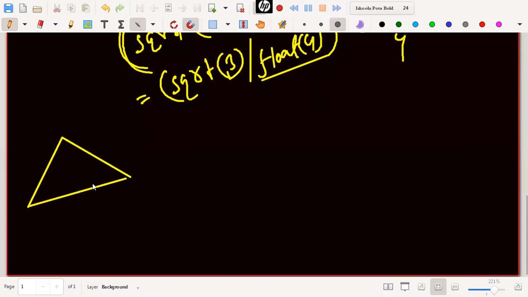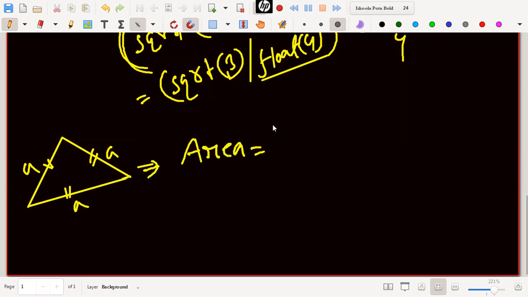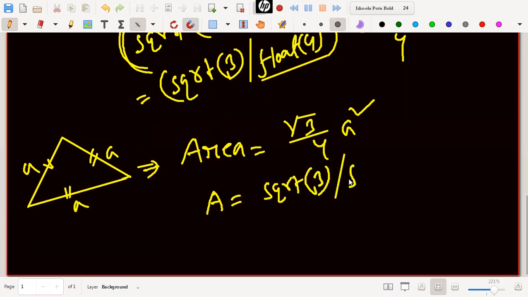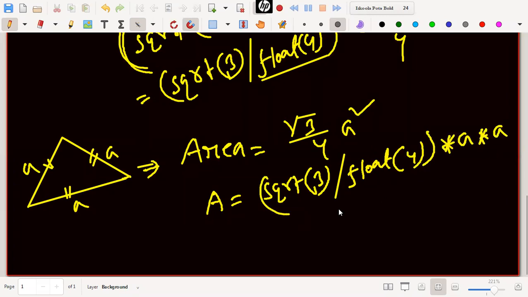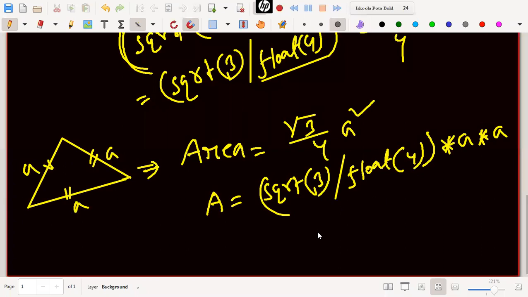all arms are equal, so this is A, this is A, and this is A. So the area equals root over 3/4 A square, right? So A equals SQRT 3/float 4 into A into A. This is the C expression.